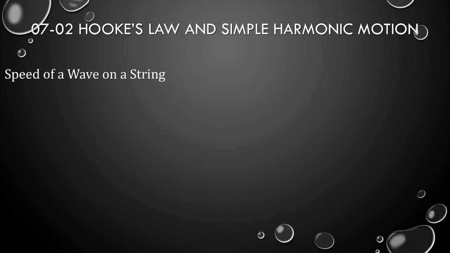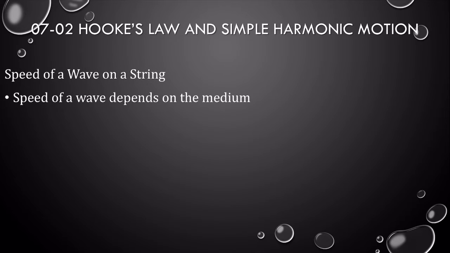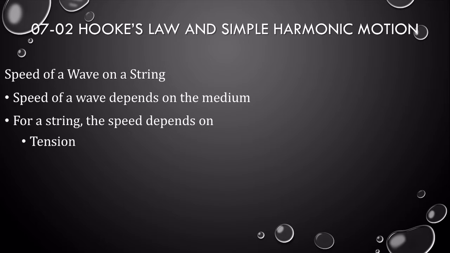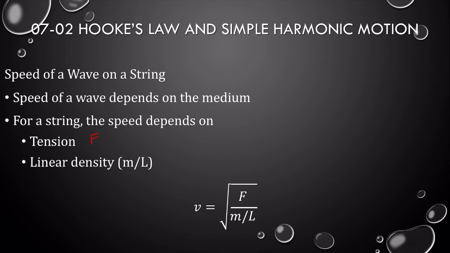So because of that, we can come up with a formula for the speed of a wave on a string. It depends on the medium, so it depends on the individual string. For a string, that speed depends on the tension, which we'll call F, or force, and the linear density, which is mass per unit length. So it's the mass divided by the length. And your speed then is the square root of the tension divided by the linear density.